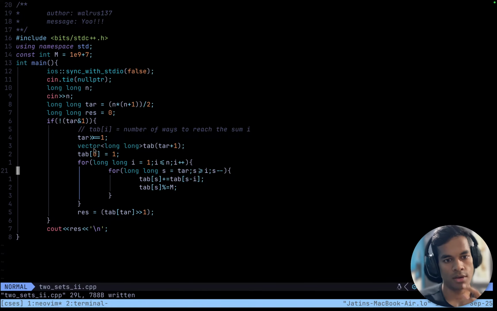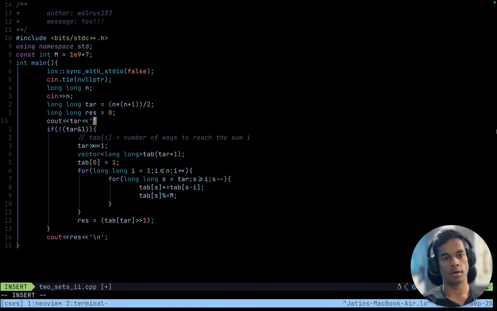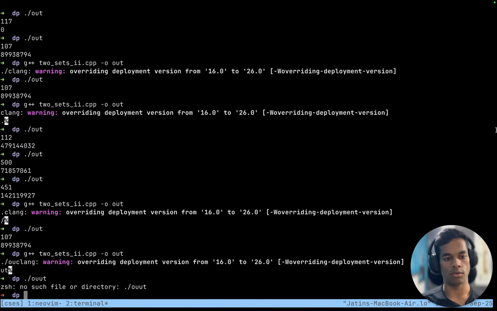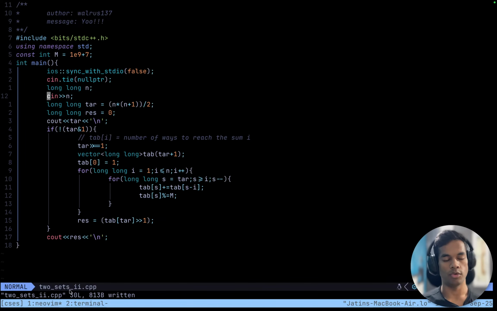The mistake has to do with something. S could be a big number. Let's output the target, and g++ c, out, dot slash out, 500. What is the target? Target is this, and yes, it is not very big. Yes, it is fine. It is correct. And into n plus 1 by 2.